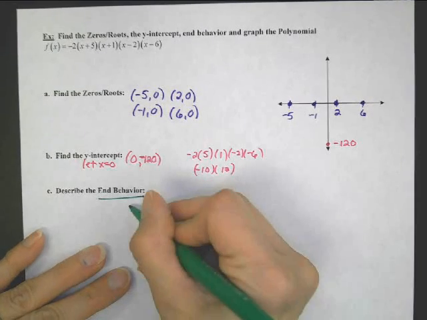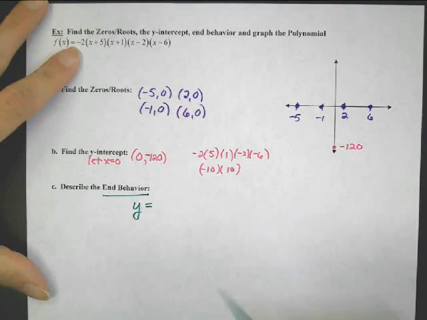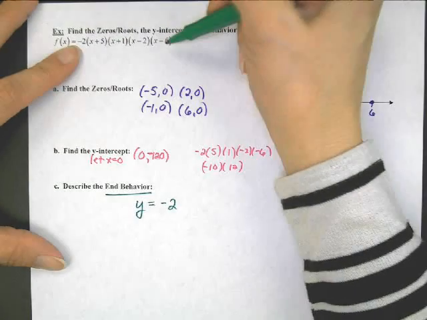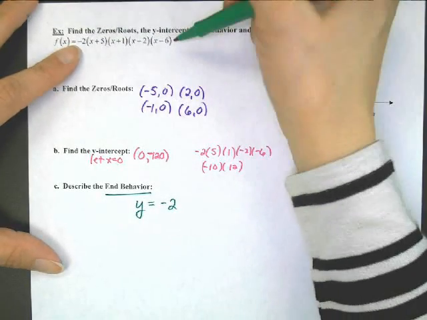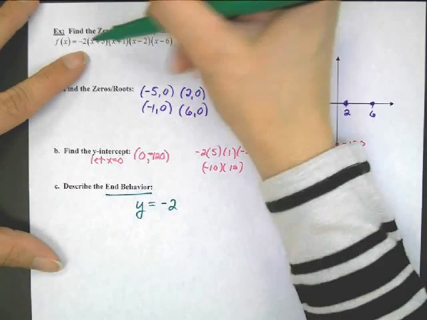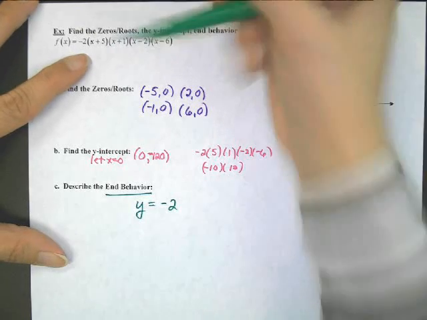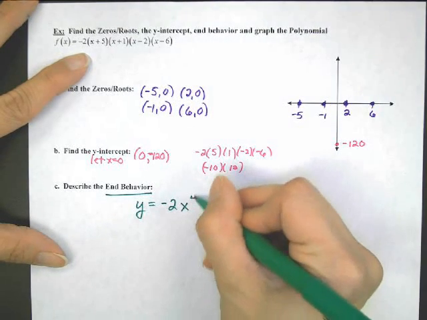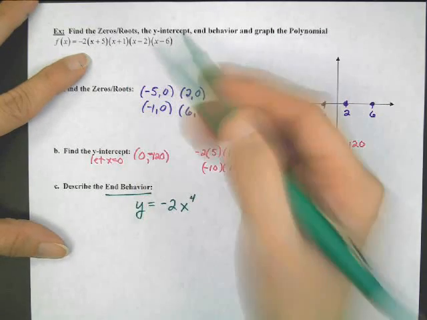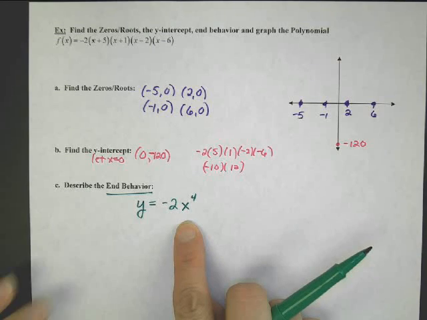Describe the end behavior. Y equals, what's the leading coefficient? Definitely -2. Now, I don't feel like multiplying all this out. If I did multiply it out, do you know what the highest degree of x would be? X times x times x times x. It would be x to the 4th. So just kind of think about how many x's there are without actually multiplying it all out. The end behavior would be like that.